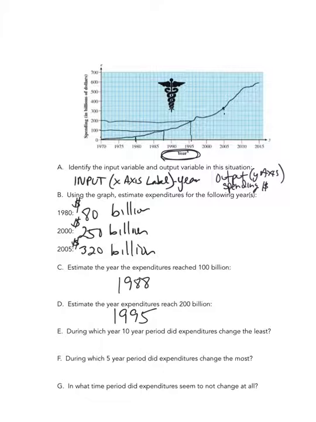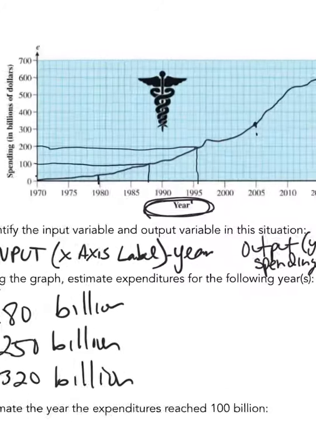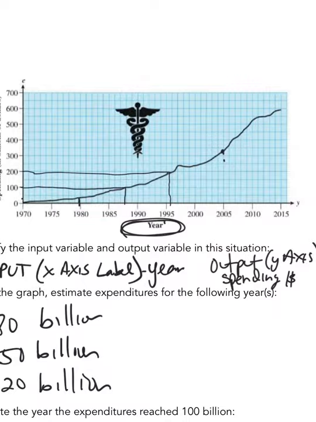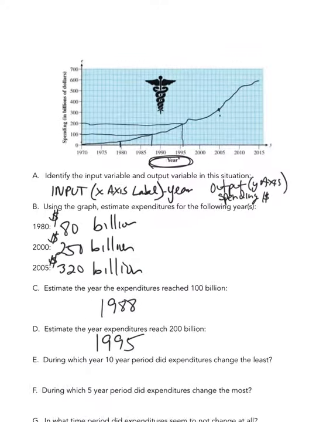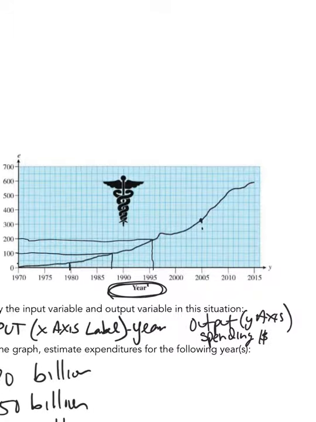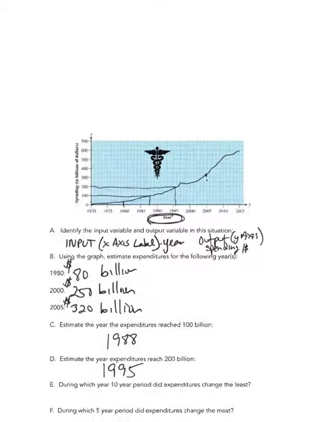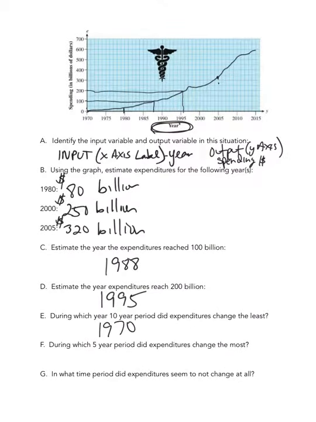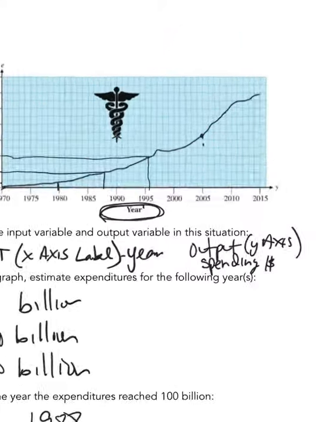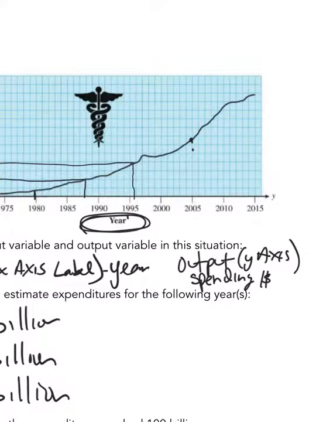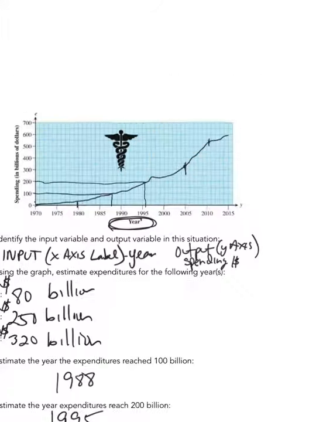Which 10-year period did expenditures change the least? A 10-year period is two of these tick marks. If I'm looking for the least amount of change, I'm looking for where it's leveled as much as possible. And I would say that the slope of this line changes least probably between 1970 and 1980. The 5-year period where it changed the most, definitely up here, is between 2005 and 2010.